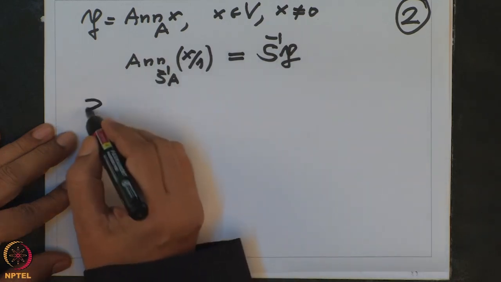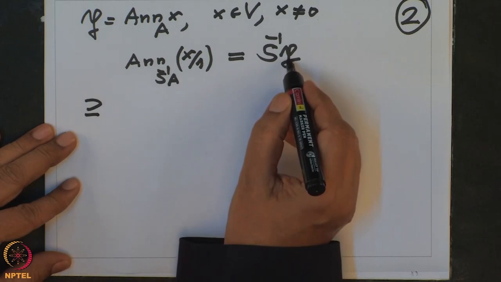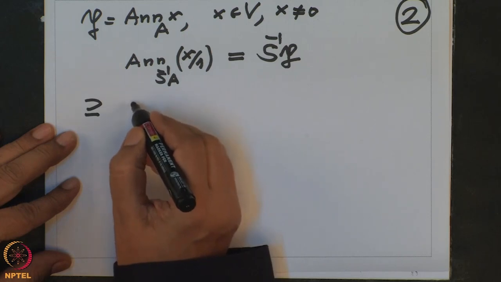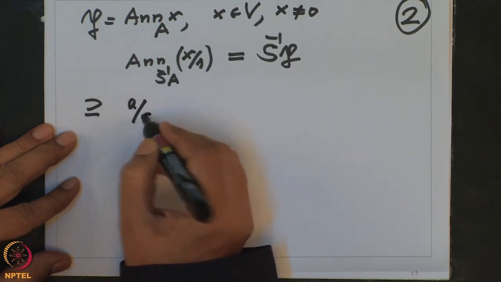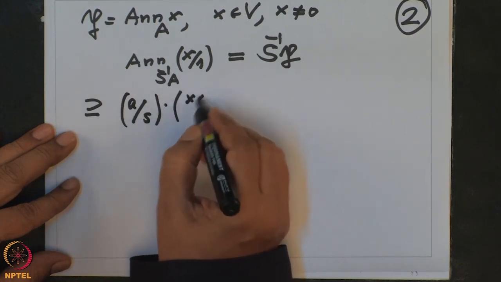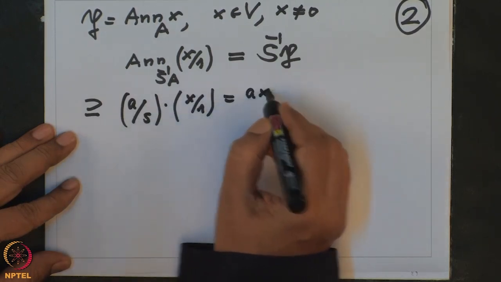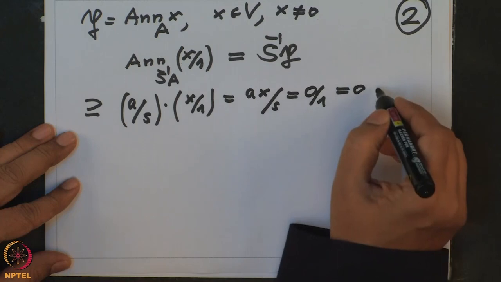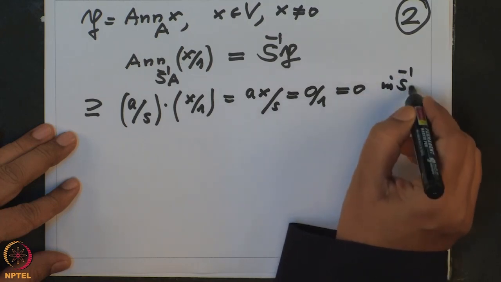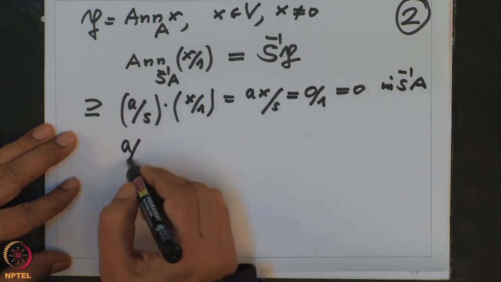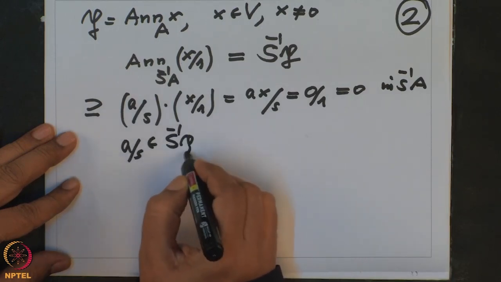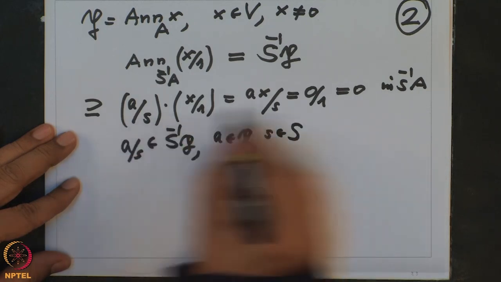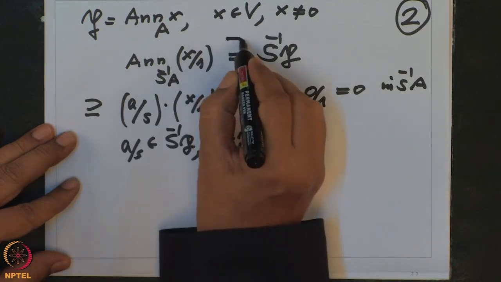So to see this, first of all, take any element here which is of the form a by s, and you multiply this by x by 1. This is ax by s, but this is 0 by 1, which is 0 in the ring S inverse A. So, where this a by s is an element in S inverse P, that means a is in P and s is in S. Therefore, it proves this inclusion.